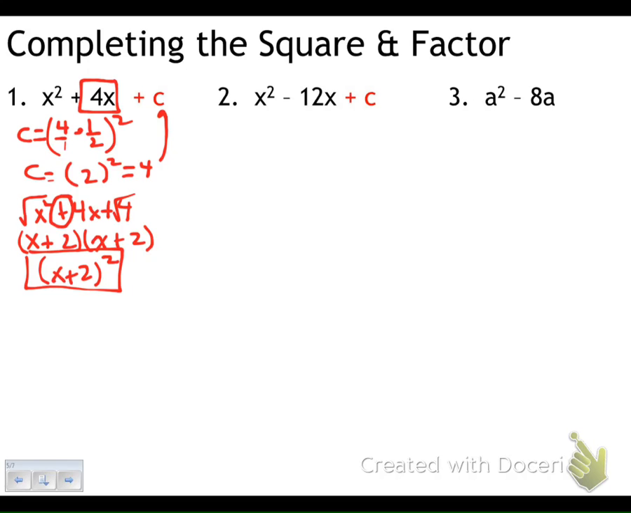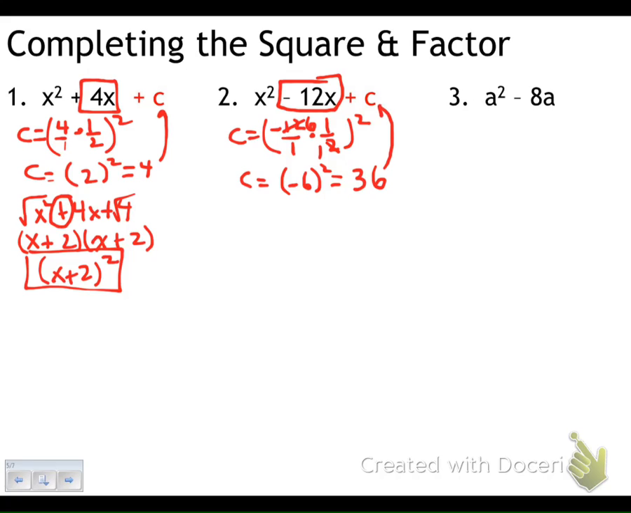Let's do number 2 now. Again, identify your b term. This time it's a negative 12. So we're going to take c equals our negative 12 times a half, and we're going to square this, right? So again, if you need to, put a 1 underneath your negative 12. And let's simplify. That's going to be 1 and 6, right? So negative 6 times 1 is negative 6. What we're going to do is square this. So this is going to come out to positive 36. This is our new c term.